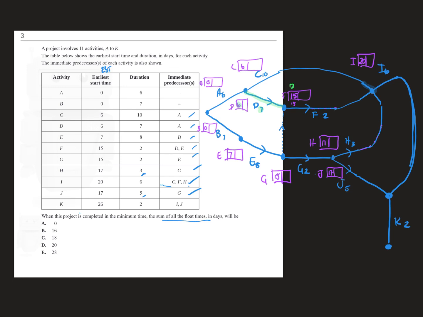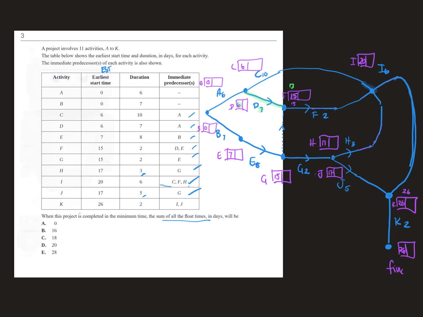So I've just got I is 20, and then we've just got the very last activity down here, K, and then we've got the finish. Okay, so K can either come from I, which would be 20 plus 6, which is 26, or we could come from J, which is 17 plus 5, which is 22. So I'm going to say 26 is the bigger one, then add 2, so 28 is our minimum.